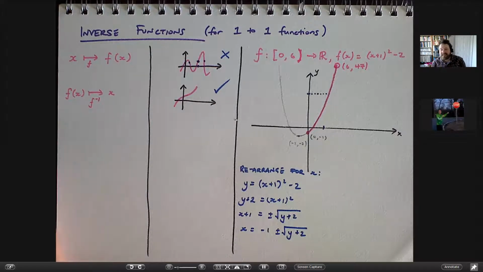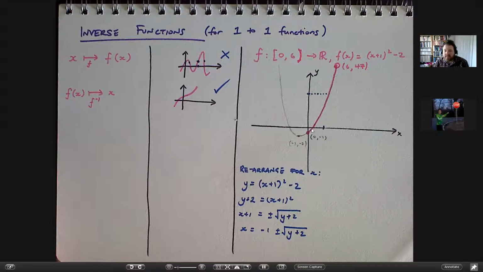But notice this thing on the right doesn't have a unique answer. So if I give you y equals 5, then you're going to get -1 plus root 7, but you're also going to get -1 minus root 7. So at the moment, we're failing in this process of being able to create a function which reverses the process. If I give you a y value, you're not uniquely giving me an x value at the moment. Okay, so what we need to do then is consider which part of this, the plus or the minus, is actually the bit we're after.